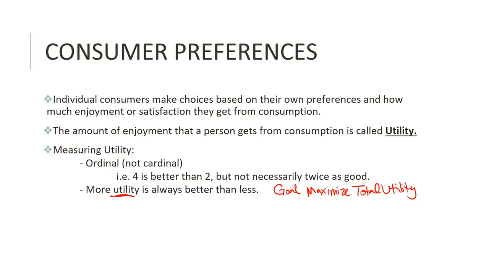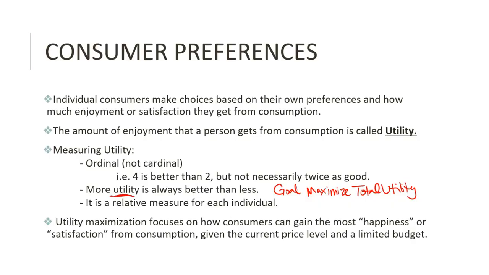So we're not trying to maximize consumption. We're trying to maximize happiness. And so there can be a stopping point. Don't eat that 8th donut, right? Maybe 7 is enough. It's a relative measure for each individual. And we are trying to focus on how we can have the most happiness, most satisfaction from consumption, given the current price level and limited budget.